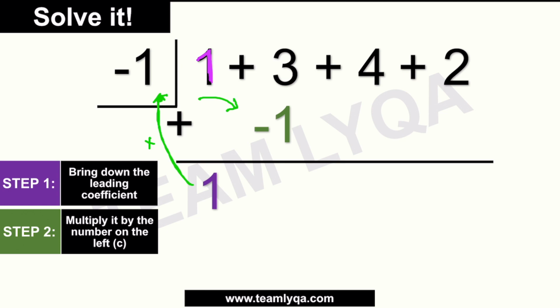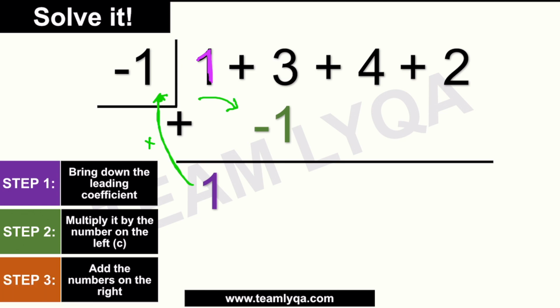Okay, next, step number 3, we're going to add the numbers on the right. Ibig sabihin, yung 3 plus negative 1. So again ha, i-add natin to. Positive 3 plus negative 1. Now ano yon? That would give us positive 2.